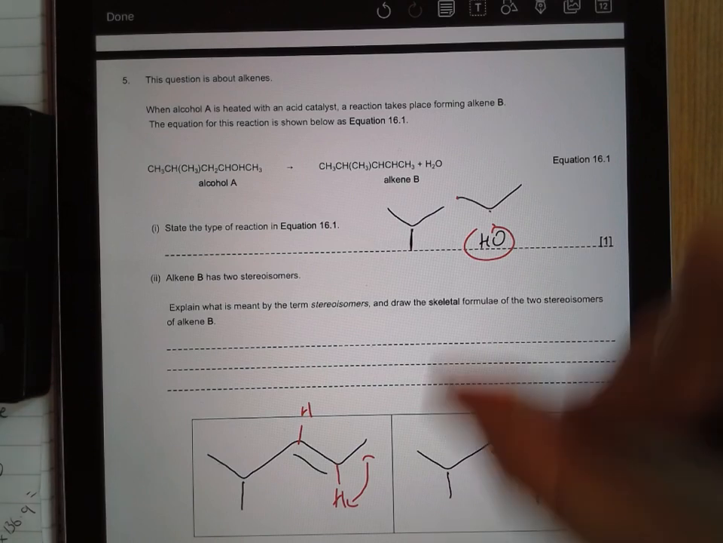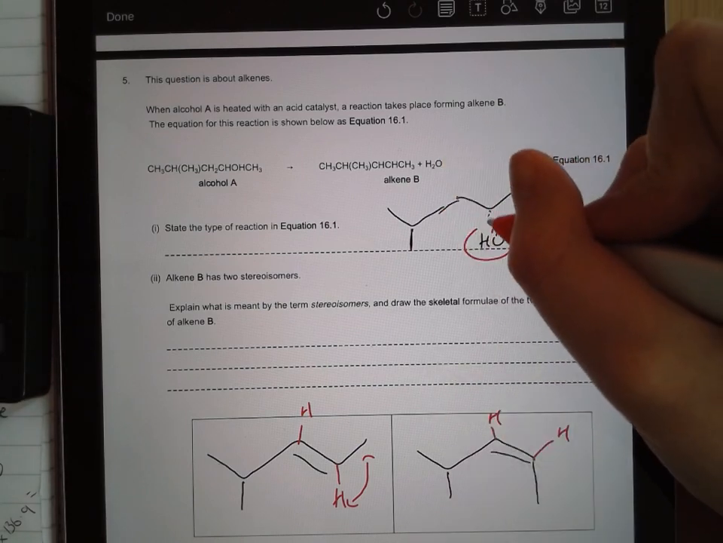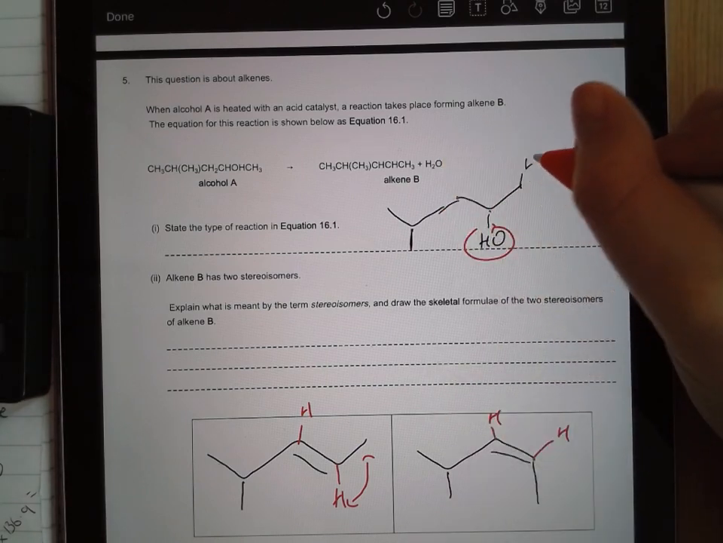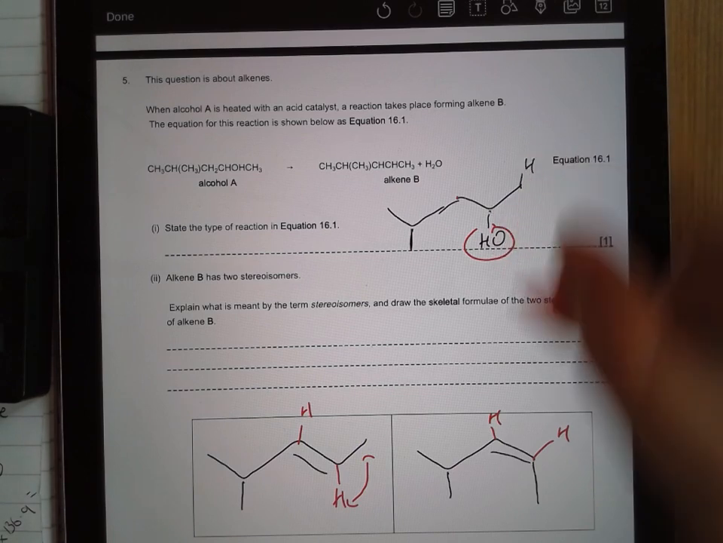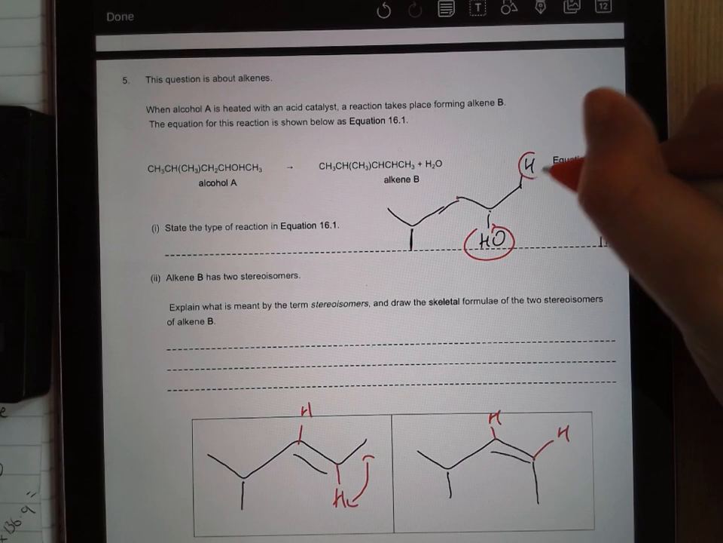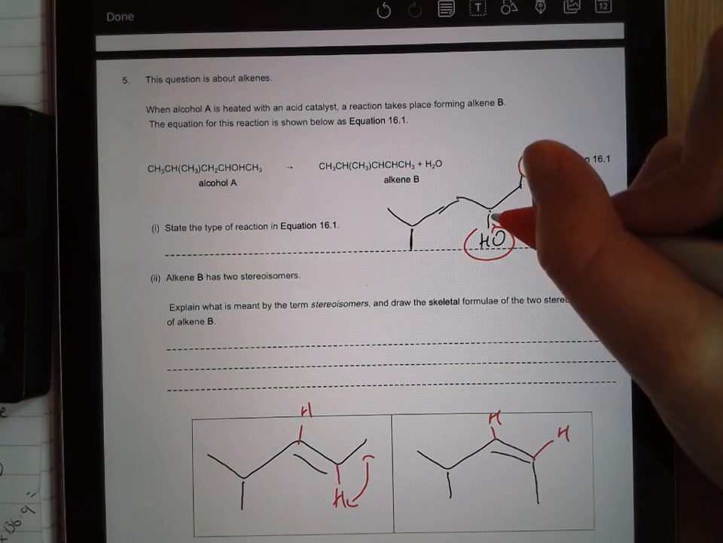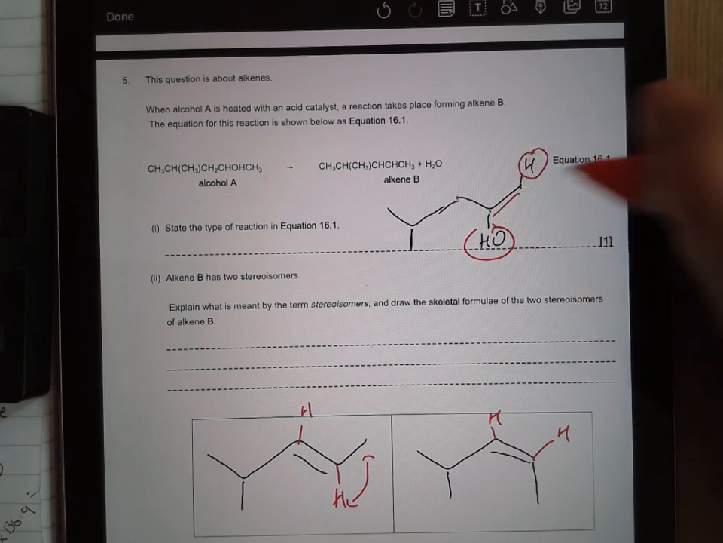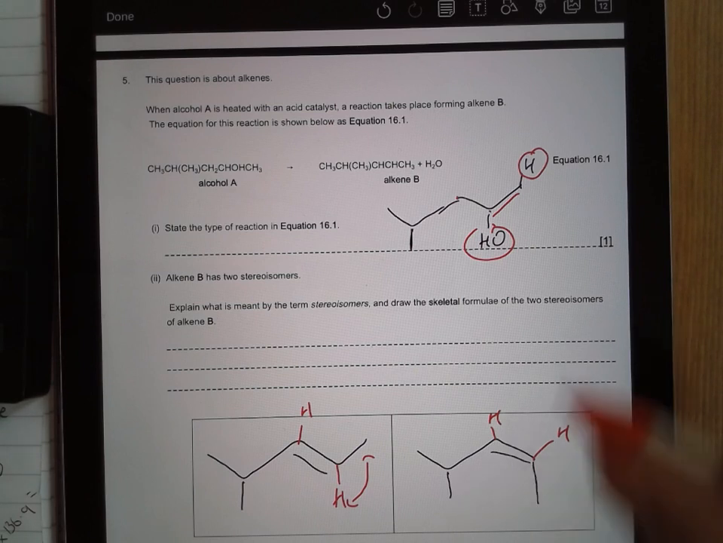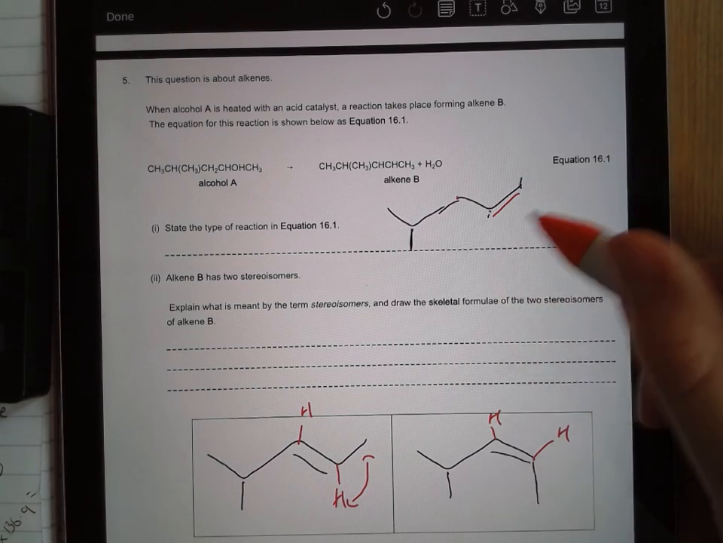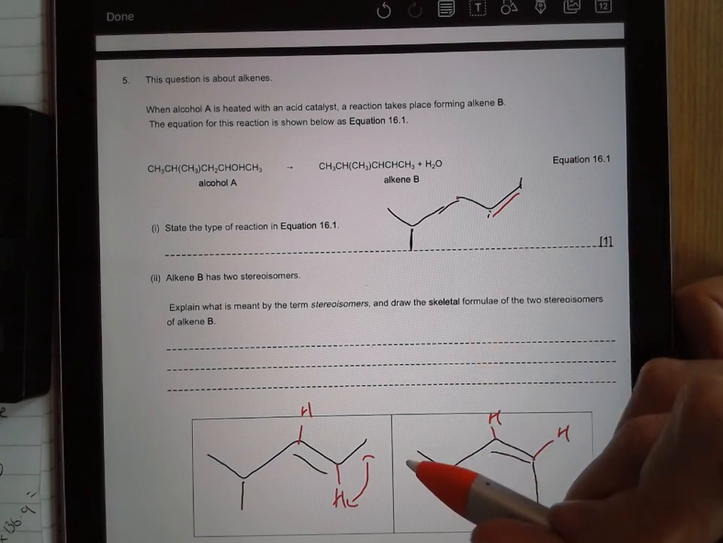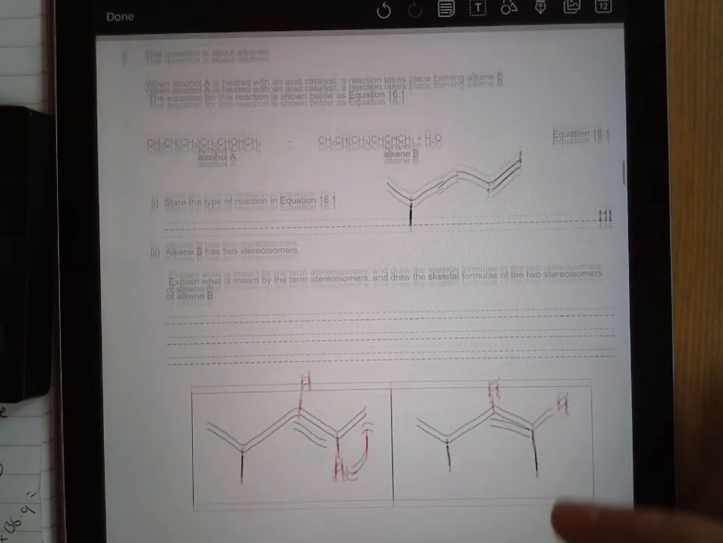But if I instead take a hydrogen from this carbon, because this carbon is still adjacent to the carbon with the OH, then it's this carbon and this carbon that are losing a bond, and the double bond is going to form between them. So when you're drawing your isomer, you've lost your OH, you've lost your H, and the double bond is going to be up here instead of here, which is where we had it before.